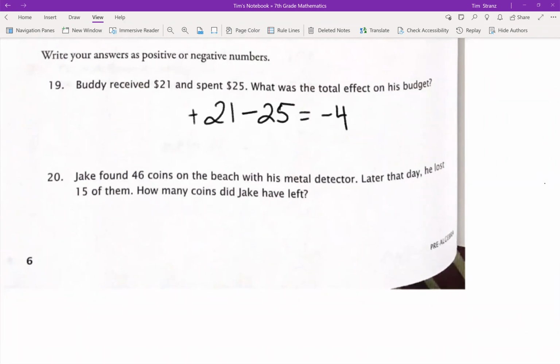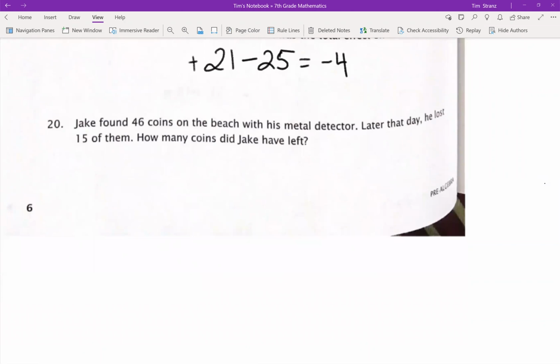And then last one, Jake found 46 coins on the beach with his metal detector. Later that day, he lost 15 of them. How many coins did Jake have left? Okay, so if he found 46, he lost 15, which means you're subtracting 15 from that 46. Okay, 46 minus 15, right, is going to be a 31. So he still has 31 coins left.